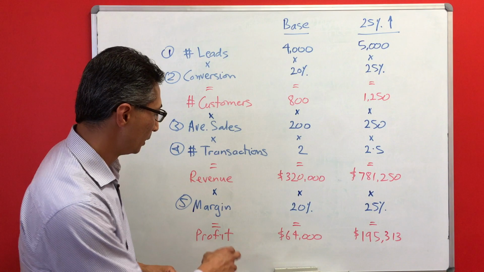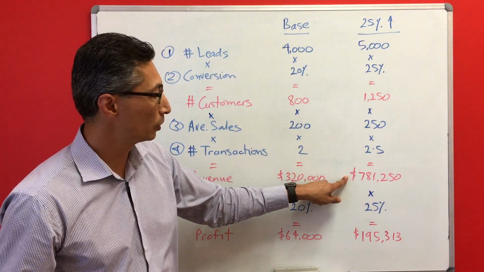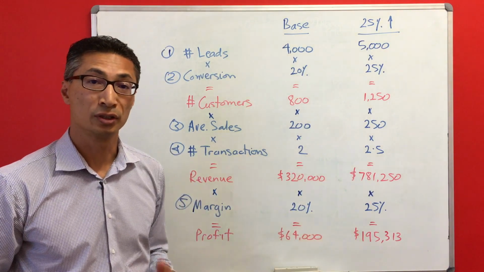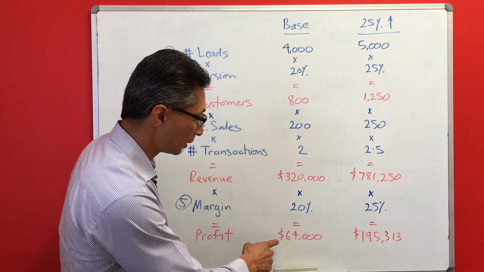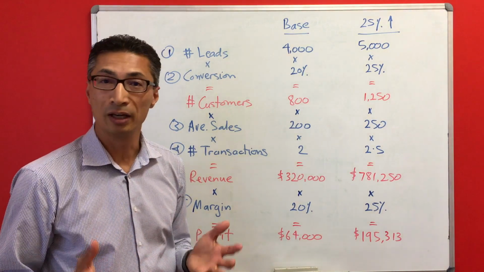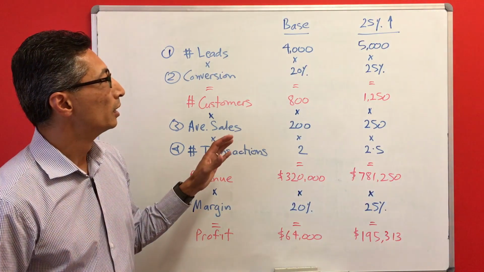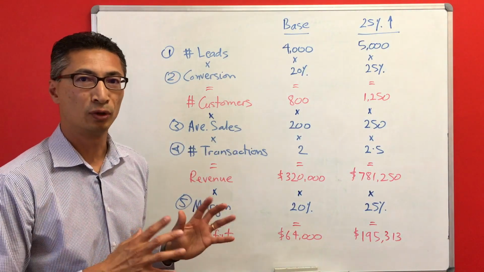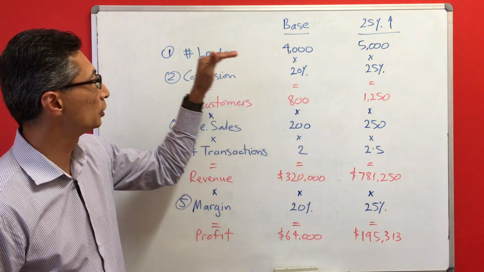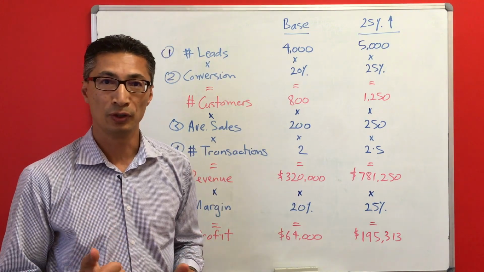If you, once again, multiply that out, $781,000 worth of revenue times a 25% profit margin gives you $195,000 of profit. If you compare where we started and where we finished, that is about a 3 times profit increase. It's amazing how powerful this formula is. Feel free to go ahead and check my numbers, but just by focusing on small improvements in each of those 5 areas, you get a massive increase in your revenue and your profitability.